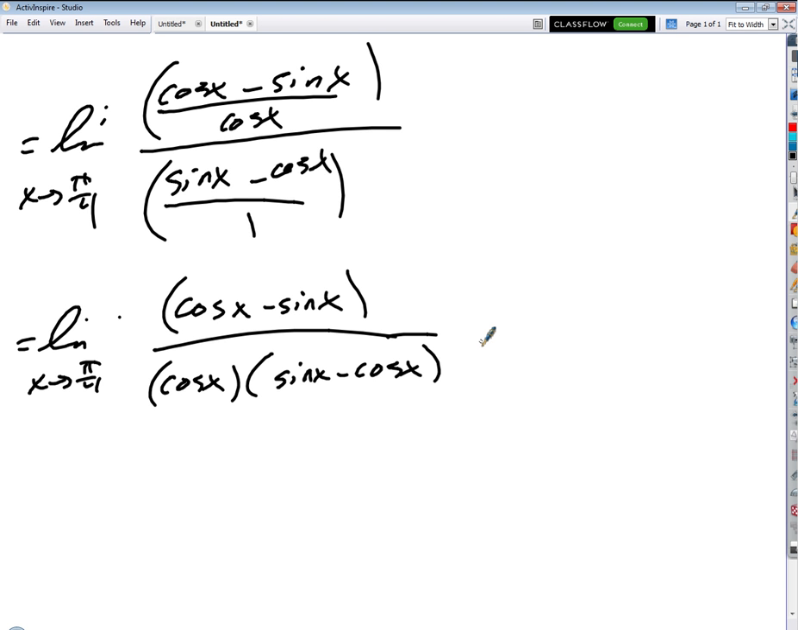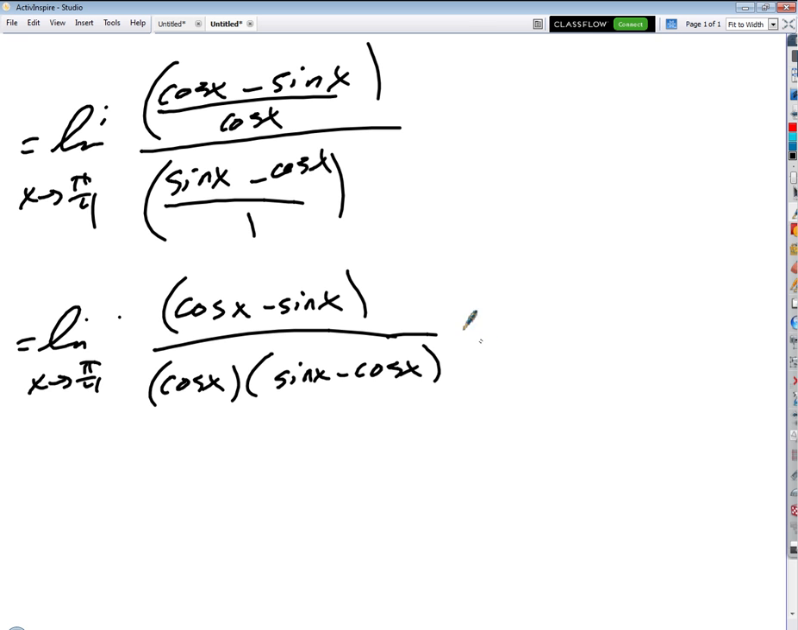Wait, so the sine x would cancel? It wouldn't cancel anything? No, they can't. One's positive and one's negative. Okay, that's right. But what do we do about that? Good. Well, we were going to factor out a -1.